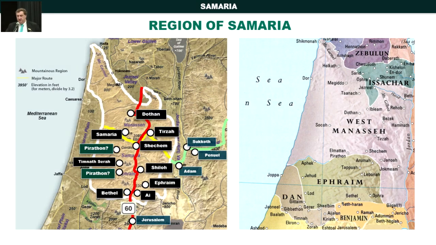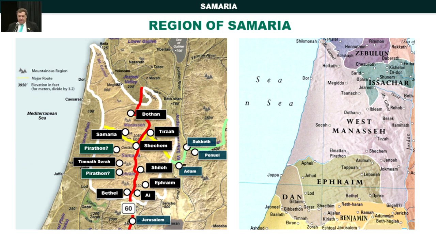Now, the other region that we're going to look at today is the region of Samaria. Now, shown in red here is the ridge route, or the way of the patriarchs, as Abraham, Isaac and Jacob used this road often to journey between Shechem, Bethel, Hebron and Beersheba. Now, today it is called Route 60.